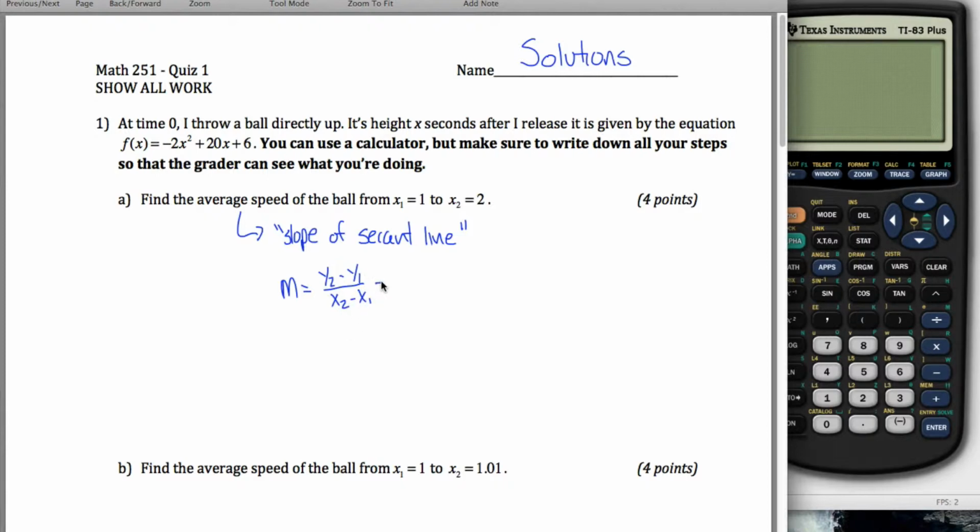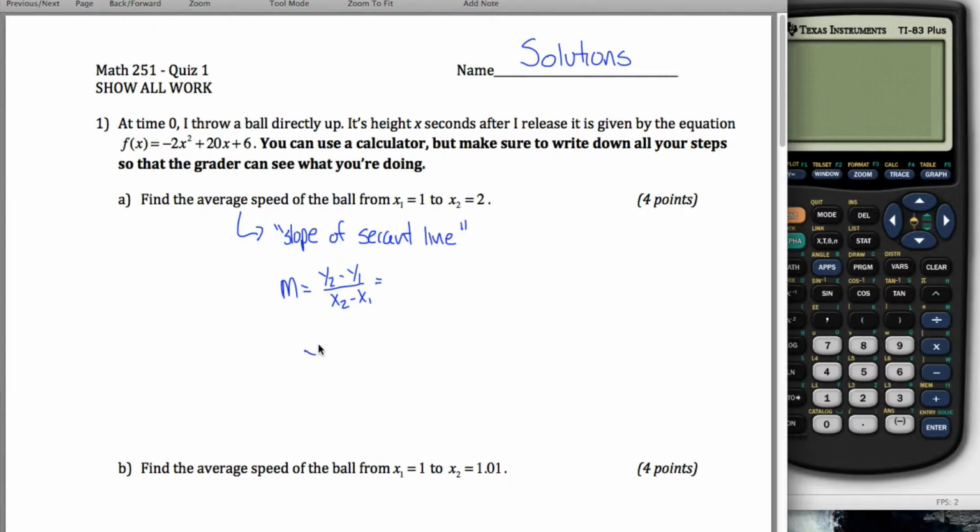Okay, if I'm going to figure this out, it looks like there's 4 things I need to plug into this formula. I'm given 2 of them. Told x1 is 1 and x2 is 2. I need to know y2 and y1. Then I'd have everything I need.